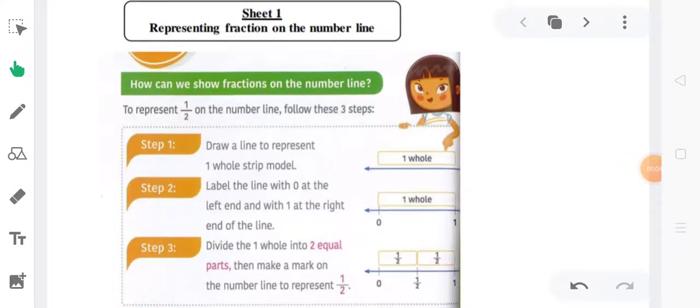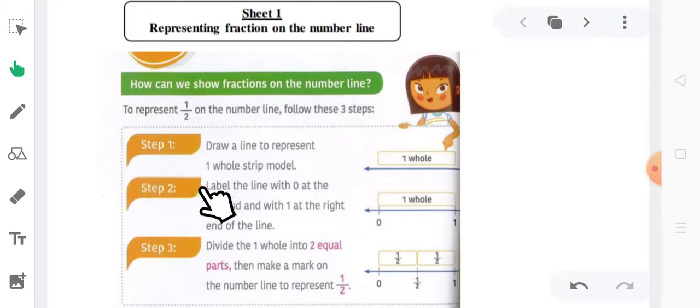Today our lesson is about how to represent the fractions on the number line. Okay, let's see here. How can we show fractions on the number line? To represent a half, or this fraction, 1/2, on the number line, follow these 3 steps. First step, draw a line to represent one whole strip model. Look here. We draw a number line in order to represent one whole.